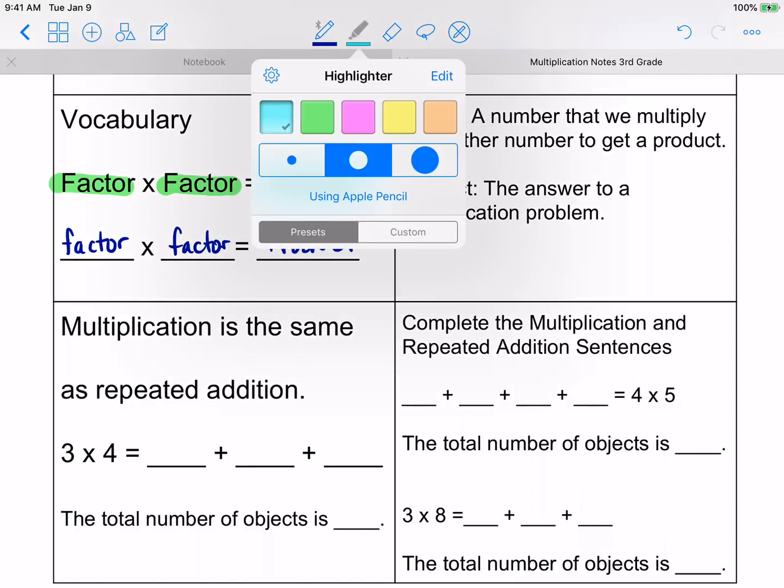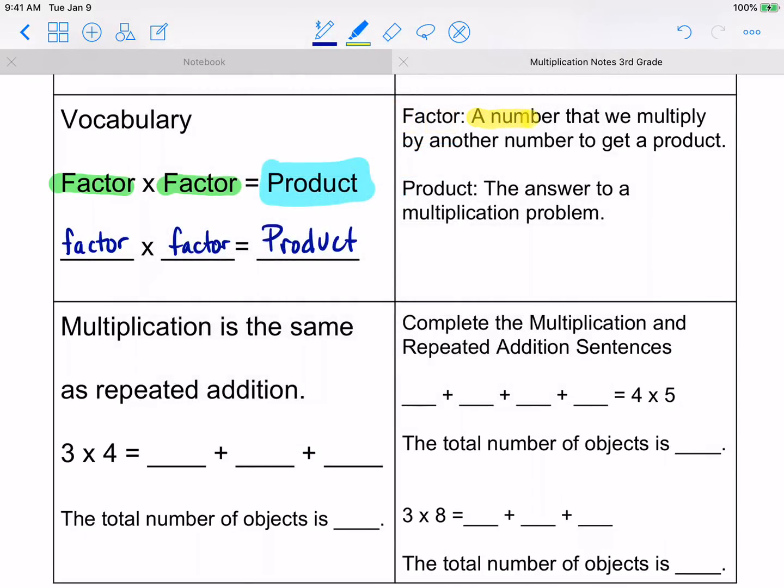Now, after you have that written down, let's look at some definitions, okay? A factor is a number that we multiply by another number to get a product. So in this example, the one above, 3 times 4 equals 12, when we were thinking about JoJo and her toys, 3 is a factor, 4 is a factor. They're the numbers that you're multiplying together. And then 12 was our product. That's the total number of tennis balls that JoJo had. So a factor times a factor is equal to a product.